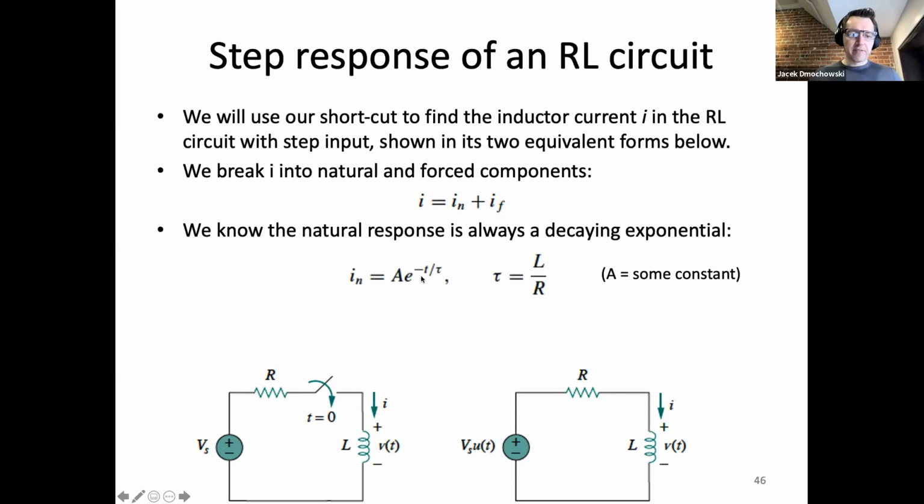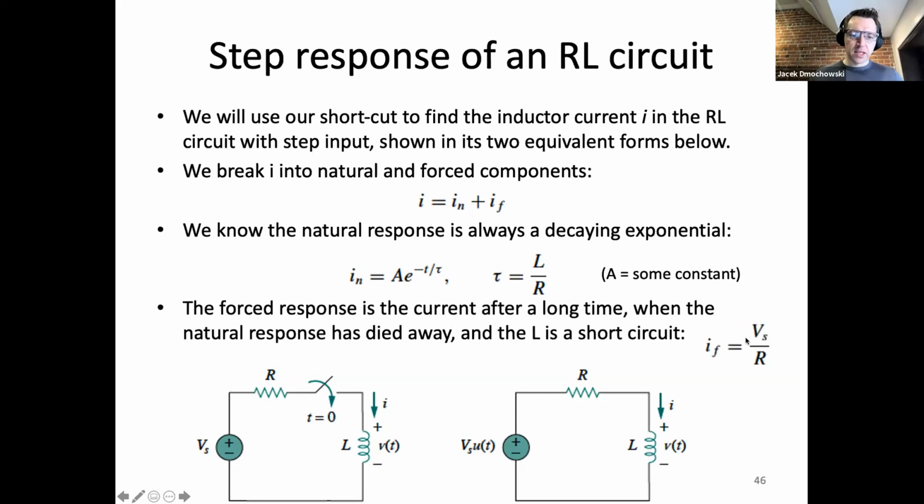And so we know that it's going to have the general form where A is the initial value and tau is a time constant. And we saw from previous lectures that for an RL circuit, the time constant is equal to L over R. And A is some constant that we don't know yet. So we have to solve for A and tau and IF.